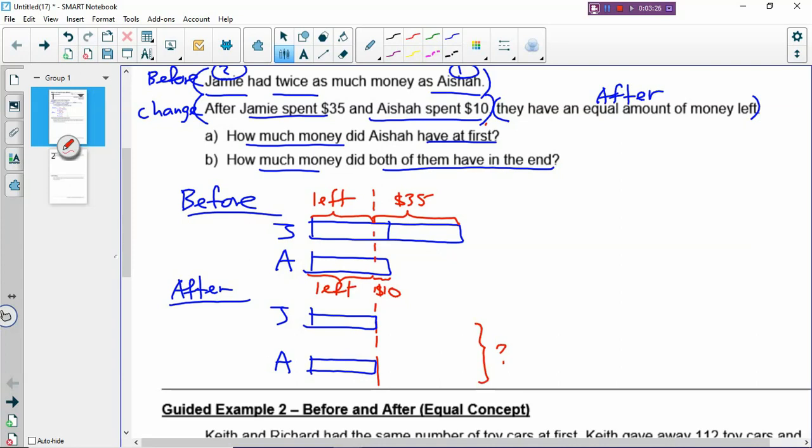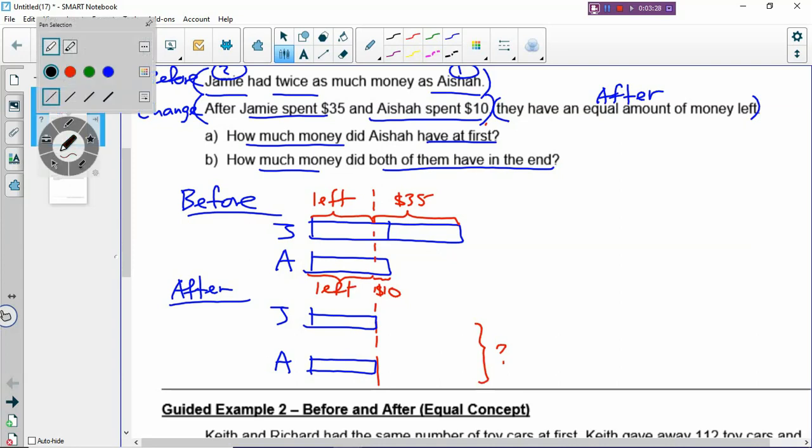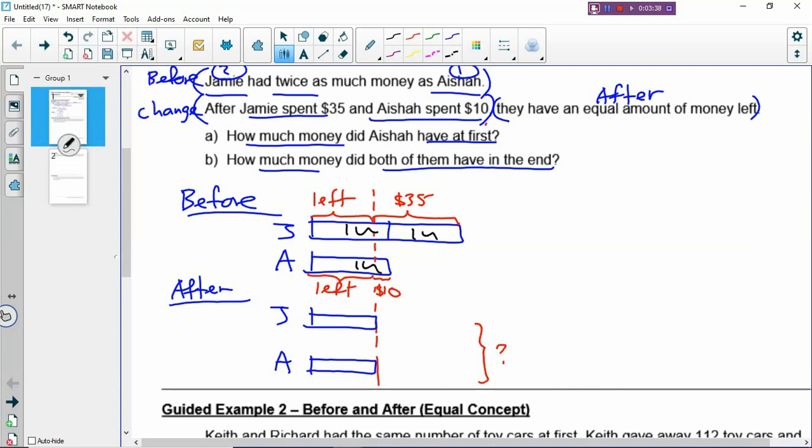Once your model is done, you use the model to work out the steps. For example, if you look at the before model, where are the units? This is your units. See that? And how about the after? You cannot call the after units because if you look at the after rectangles, it is shorter than 1 unit. So you can't call it a unit also.